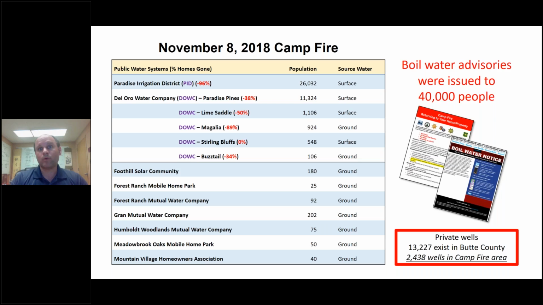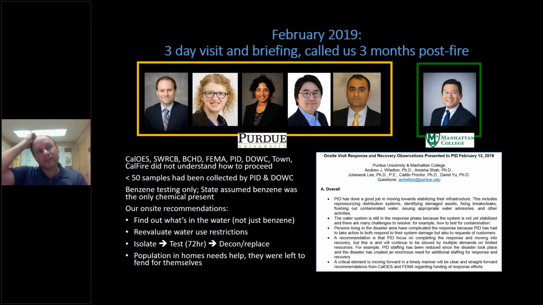Delaware Water Company, which is a private water company, owned a number of systems that served about 11,000 people total. Then there were mobile home parks and other small systems. Separately, there were about 2,400 private wells in the area that were potentially affected as well during this fire. And so about 3 or 4 months after the fire, we got called in at Purdue to help advise the federal agencies, state agencies, county agencies, and the utilities about what to do, what to look for, where to look for it, and what type of approach they needed to find and remove the contamination.